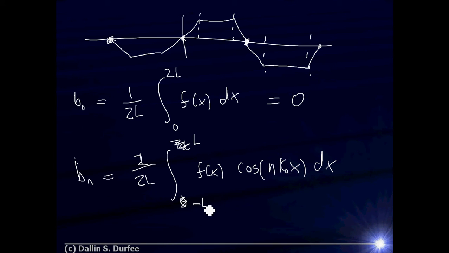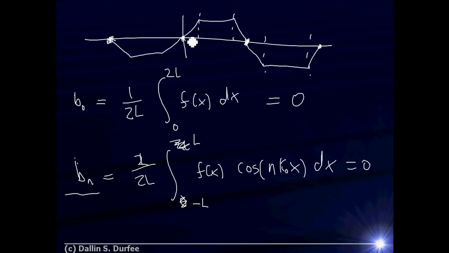So my integral from negative L to 0 is going to be the opposite of my integral from 0 to L, and this is all going to cancel out, and I'll get 0. So long story short, if I have an odd periodic function, all my cosine terms will go to 0. All of my b's will go to 0. That's good. Now I just need to find my a sub n.